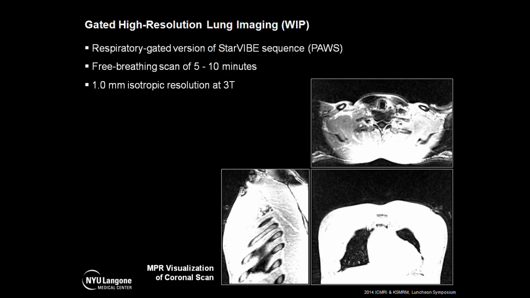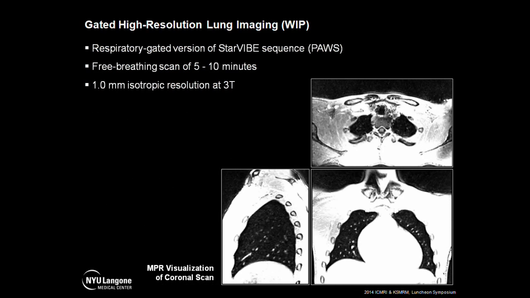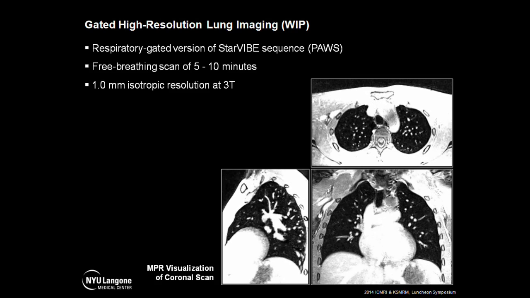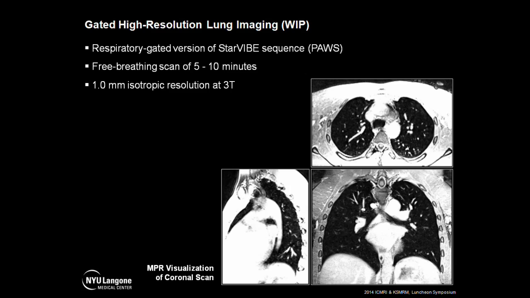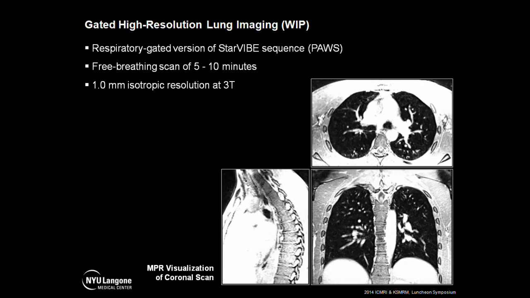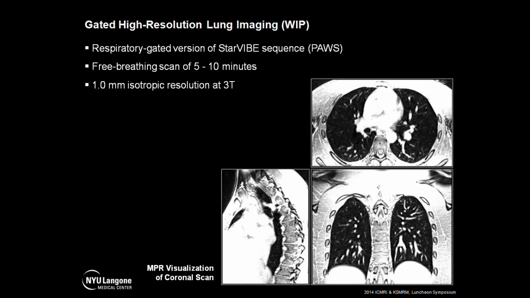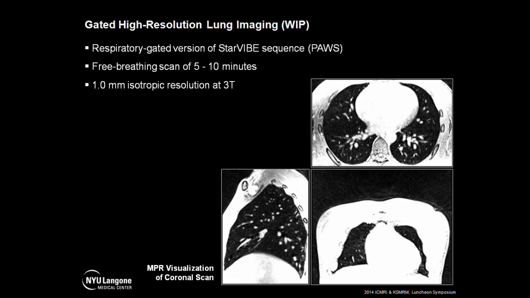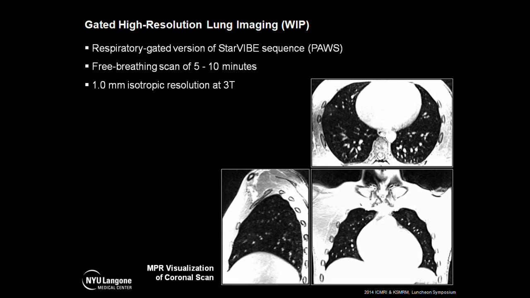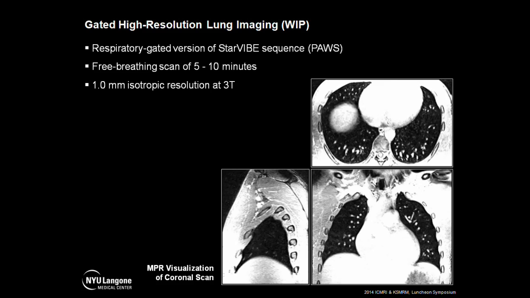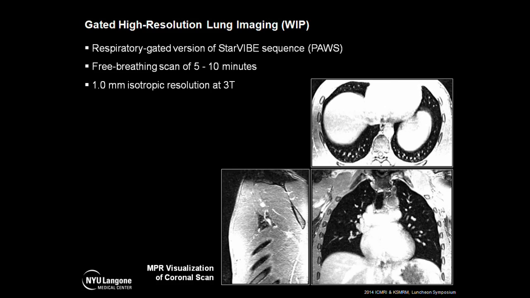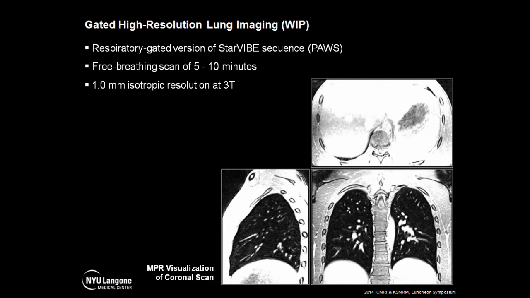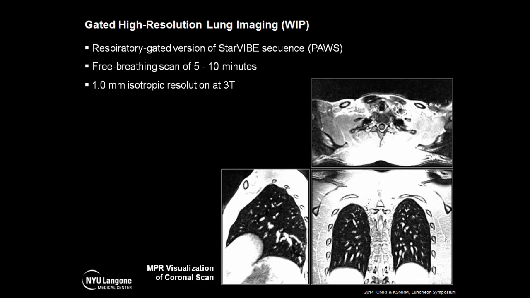However, there's also a respiratory gated version of the sequence available, and this is still a work-in-progress package which has been developed by Alto Stemmer at Siemens in Erlangen. With this respiratory gated version of the StarVIBE sequence, we can then perform a free breathing scan which takes between 5 to 10 minutes depending on the respiration activity of the patient. This will then give us a nice high-resolution 3D scan with an isotropic resolution of 1 millimeter. On this slide, you can see such a high-resolution lung scan. This is patient data after contrast. And to me, the image quality looks quite promising.